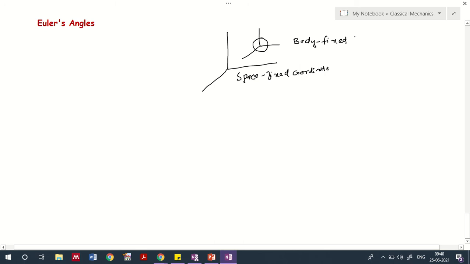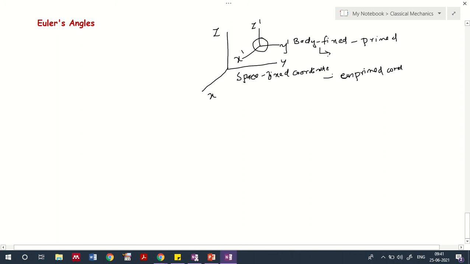In our last class we represented the body fixed one as primed coordinates, and the external space as unprimed coordinates, that is x, y, z, and the body fixed as x dash, y dash, and z dash. This is the representation we used in the last class.